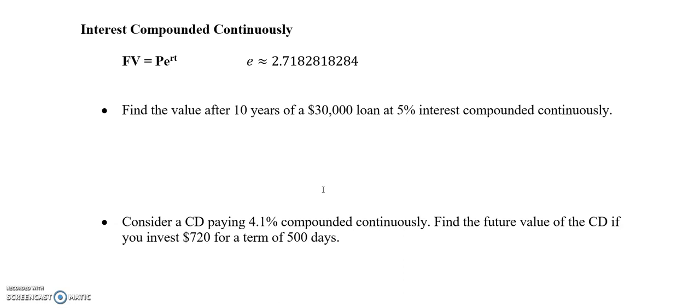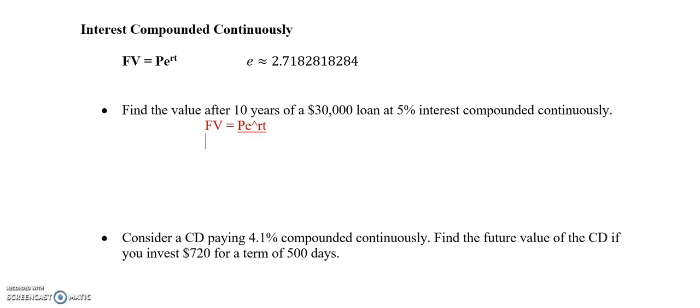So let's look at an example where we are using the continuously compounded interest formula. Find the value after 10 years of a $30,000 loan at 5% interest compounded continuously. So we see this word compounded, and the fact that it's compounded continuously tells me I'm going to be using the continuous compounding formula, which is FV is equal to PE to the RT power.